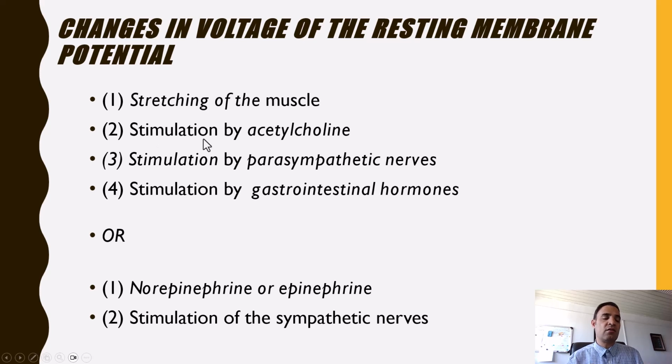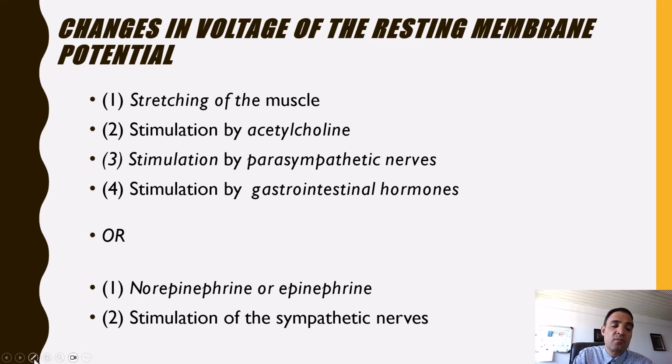In this slide, the factors that stimulate the slow wave magnitude and generate action potential, such as stretching of muscle, stimulation by acetylcholine, stimulation by parasympathetic nervous system, and stimulation by gastrointestinal hormones, are listed. I told you about them. And on the other hand, norepinephrine and epinephrine and stimulation of the sympathetic nervous system, which are able to inhibit and hyperpolarize the electrical activity of a smooth muscle, are listed here. These are important for you, and I will ask you about the slow waves.